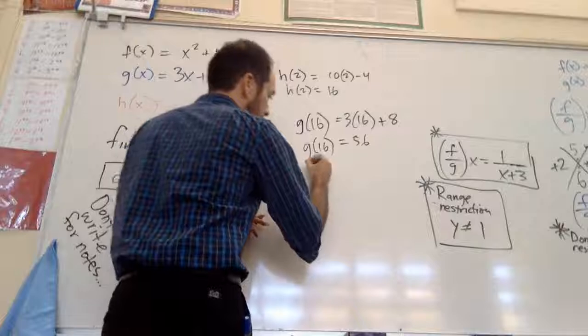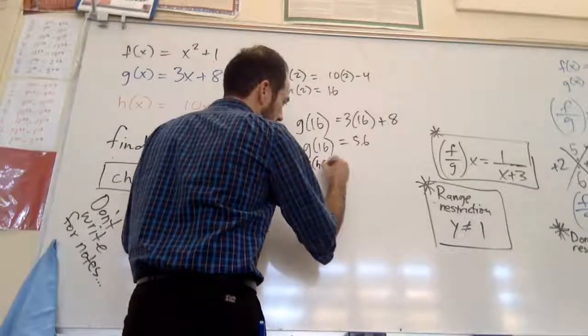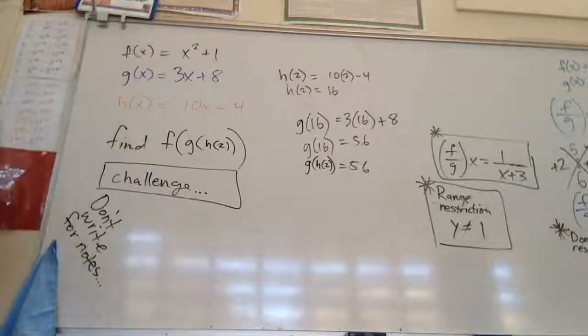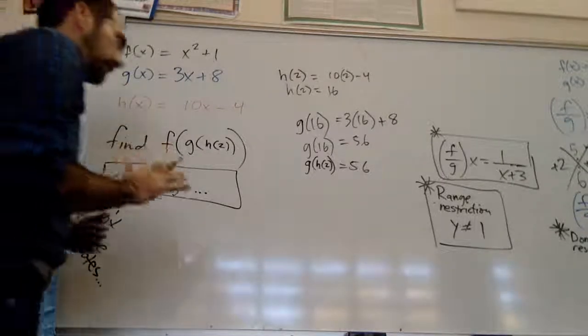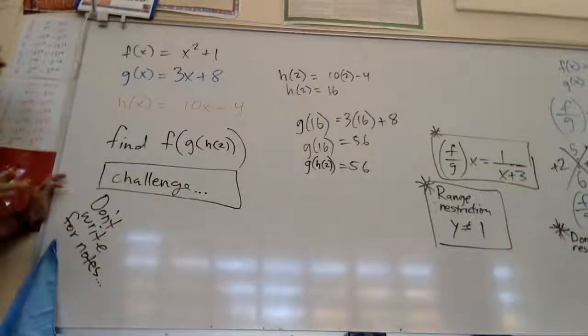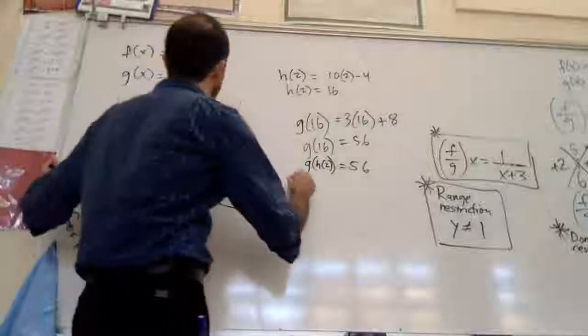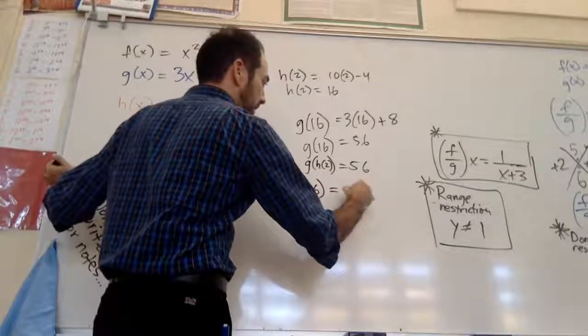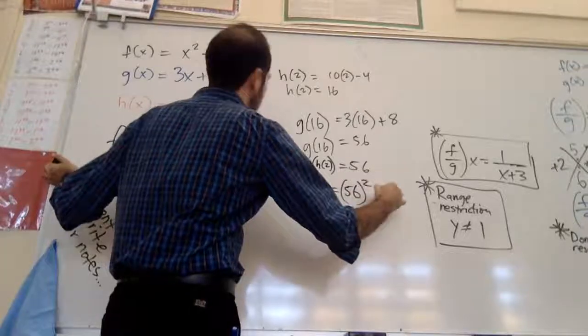Let this wrap your brain for a second. g of h of 2 is 56. If you don't see it, that's okay. It's not for today. It's for expanding a little bit what the scope of these are going to be. Oh, this is going to be horrible. 56 squared plus 1.